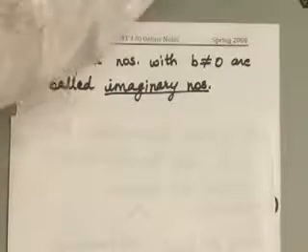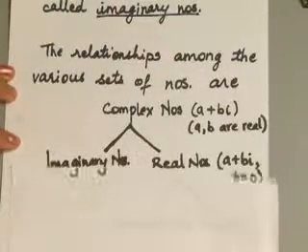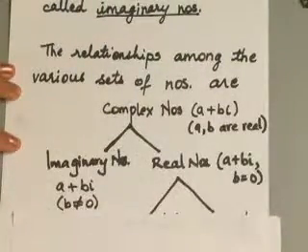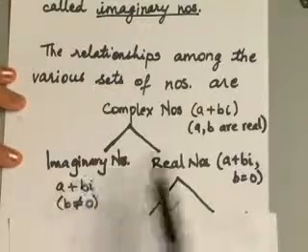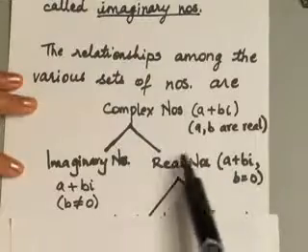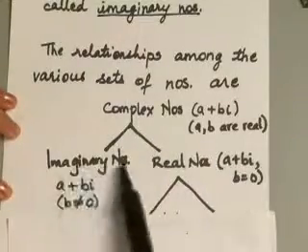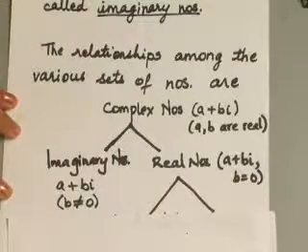Now let's talk about the relationships between the many different sets of numbers that we have used. Let's see how this breaks down. Complex numbers, we know, are broken down into imaginary numbers and real numbers. When b equals 0, it becomes a real number, and when b does not equal 0, that's when we call it an imaginary number.